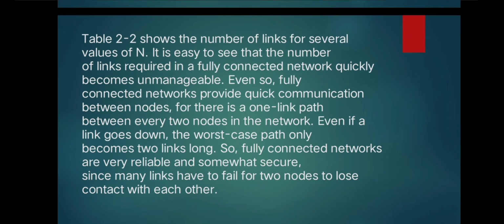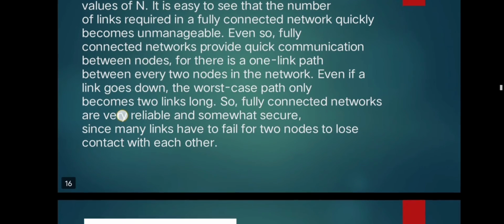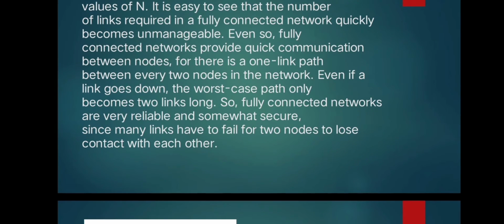Even so, fully connected networks provide quick communication between nodes. For there is a link path between every 2 nodes in the network, even if a link goes down. The worst case path only becomes 2 links long, so fully connected networks are very reliable and somewhat secure, since many links have to fail for 2 nodes to lose contact with each other.